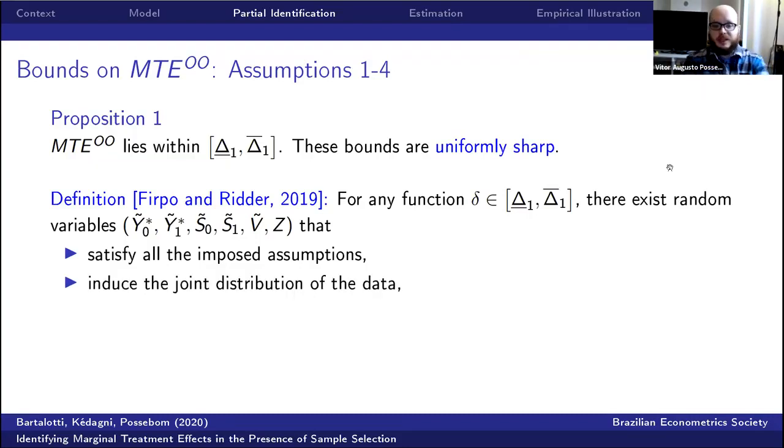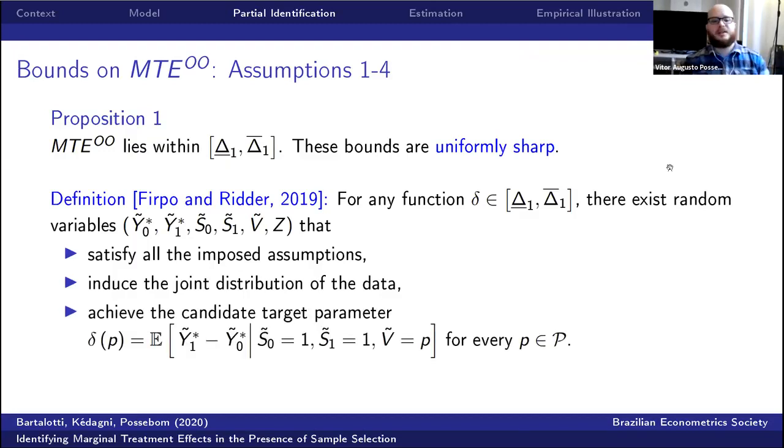Moreover, those tilde variables, those candidate latent variables, will induce the joint distribution of the data. So when I apply the generalized Roy model to those latent variables, I will basically recreate the same distribution of the data. So I cannot disentangle all those DGPs that could be possibly creating my data. But importantly, those DGPs will achieve the candidate target parameter. So I can actually show that any function within my bounds is attainable. And that's the definition of uniformly sharp.